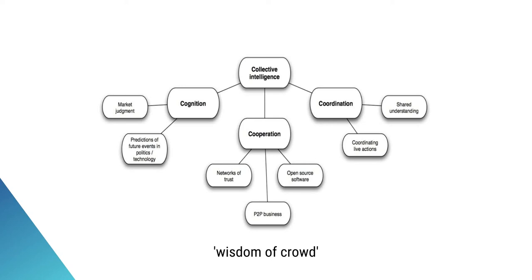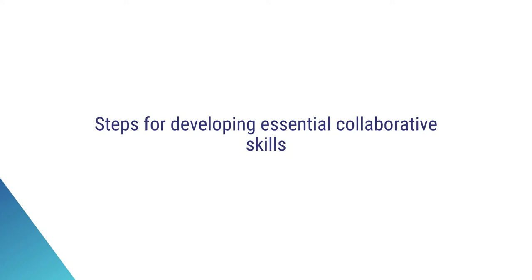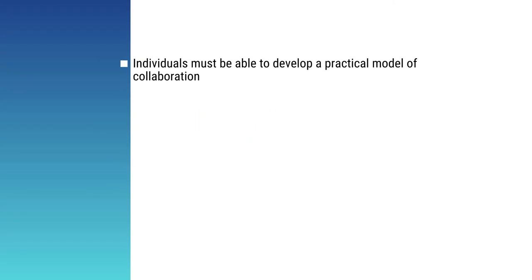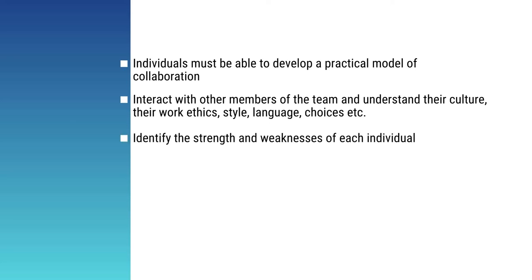At the last, let us now see some crucial steps that need to be taken for developing essential collaborative skills. First, the individual must be able to develop a practical model of collaboration in which the members of a team can function effectively. The next step is to interact with other members of the team and try to understand them in different aspects such as their culture, their work ethics, style, languages, choices, etc. It is also important to identify the strengths and weaknesses of each individual. It can help while ascribing different roles and distributing responsibilities.